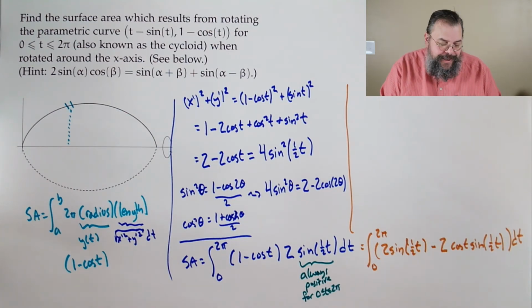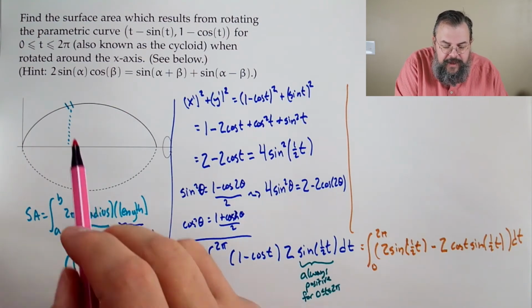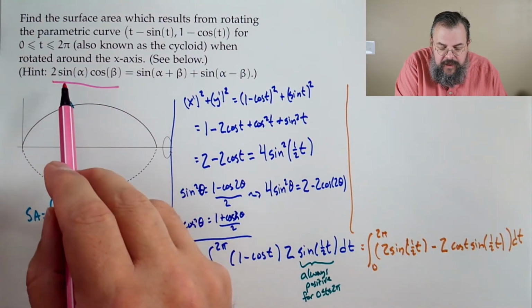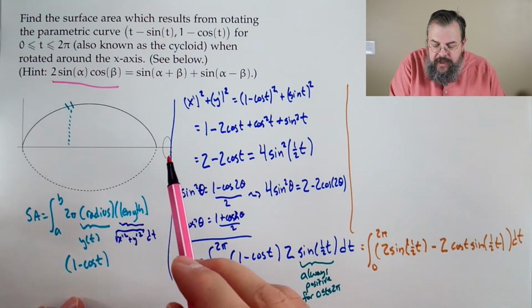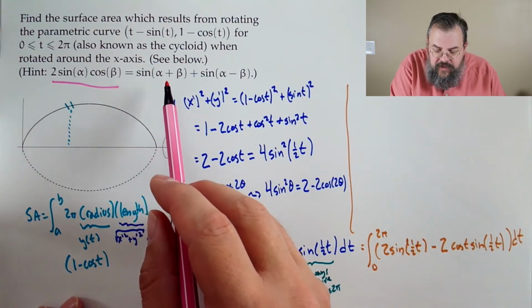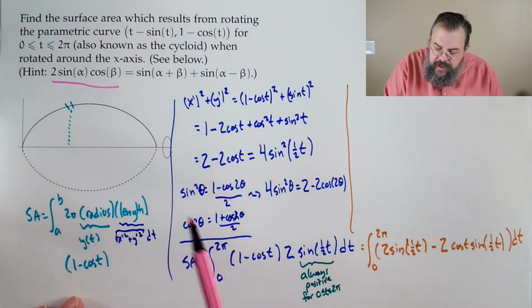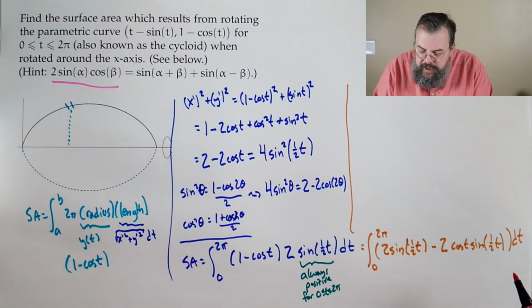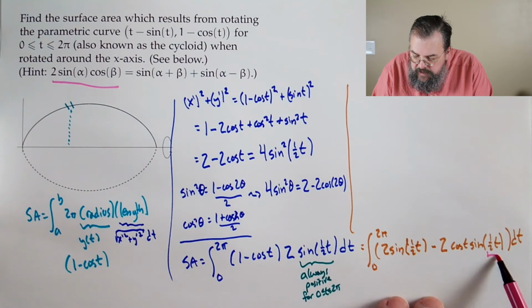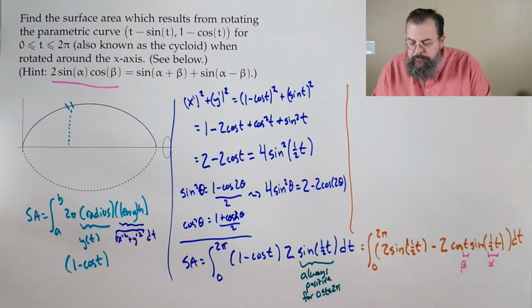There was a hint. Oh, right. We should use our hint. Okay, good. What does our hint say? It says, hey, look at it. If I have double sine of an angle, cosine of an angle, you take sine of the sum and add sine of the difference. Now you have to keep track of what is alpha and what is beta. So in our case, this is alpha, this is beta.